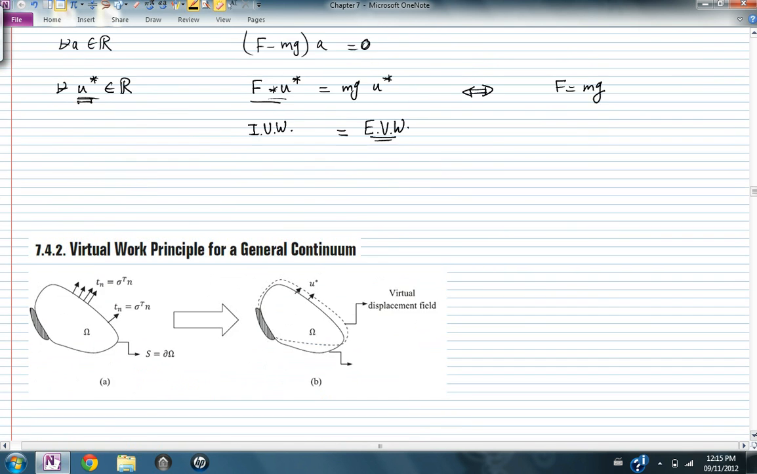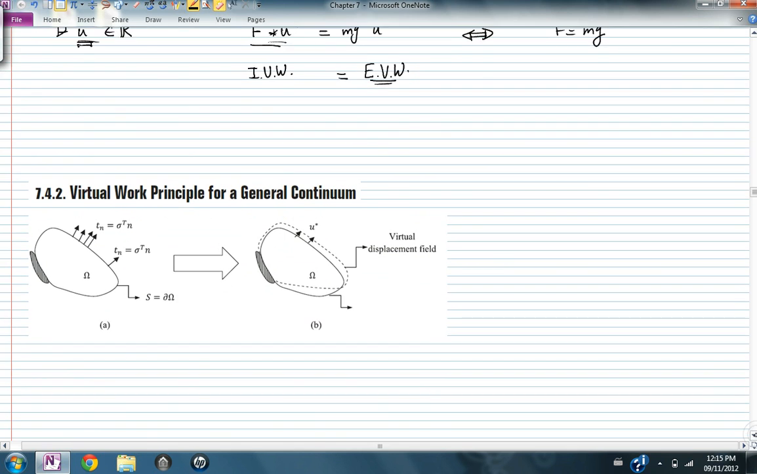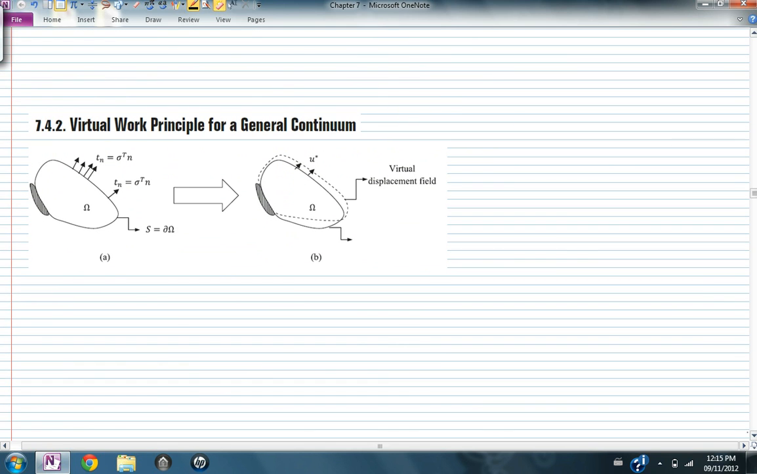Now, how does this apply to a 3D system? In a 3-dimensional system, a continuum object, I have an object in equilibrium. Again, we are starting from equilibrium. The object is in equilibrium, therefore there is a stress field inside that object, and on the boundary we have stresses acting on the boundary. The stresses are equal to the traction vector, which is equal to sigma transpose n. And inside I also have the external force equal to rho b, the body forces.